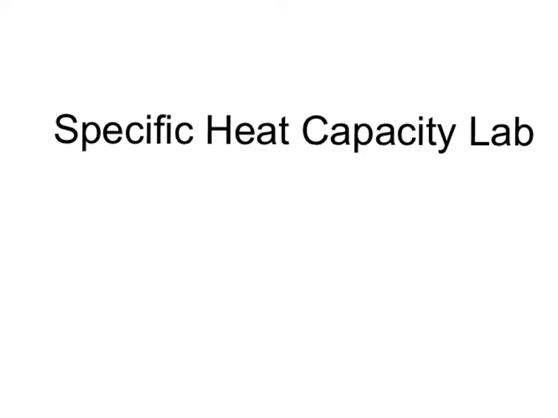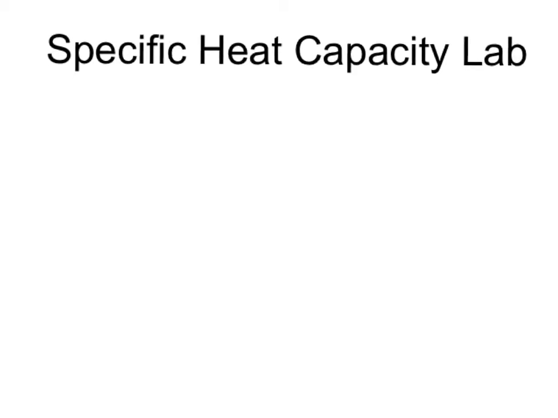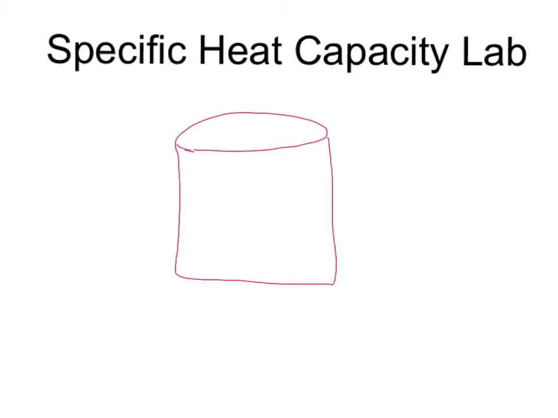Okay, we're going to be working on a specific heat capacity lab. So this is going to give you an idea of what is actually going on in that lab. Basically, what we're going to have in our lab is a styrofoam cup, and that's going to be our calorimeter. A calorimeter is a calorie measuring device, and in that we are going to have some cold water.